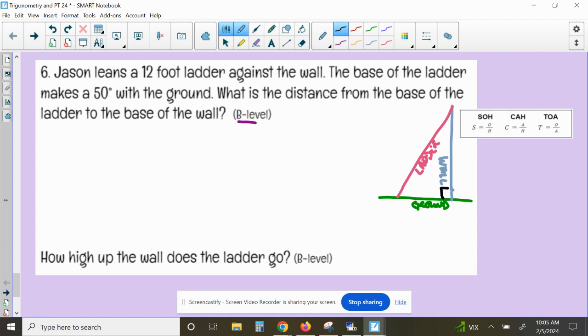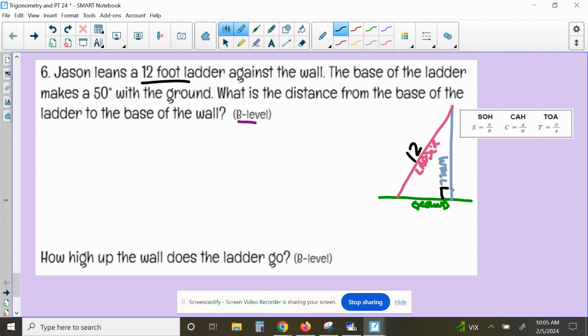Okay, so let's see if we have that other information about it. So let's go back to our reading. It says Jason leans a 12-foot ladder. So what does that mean is 12 in this picture? My pink, my gray, or my green piece? Pink. That is my ladder. So my ladder is 12. I'm using different colors just so I can see what's going on in my picture.